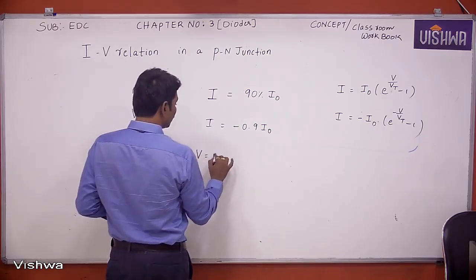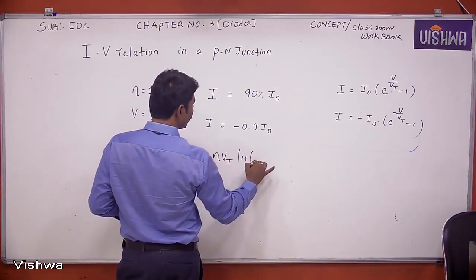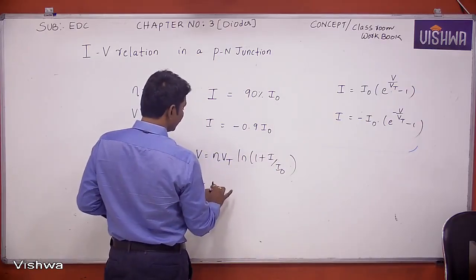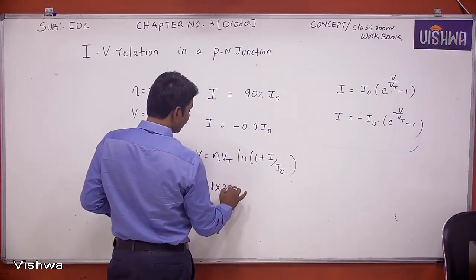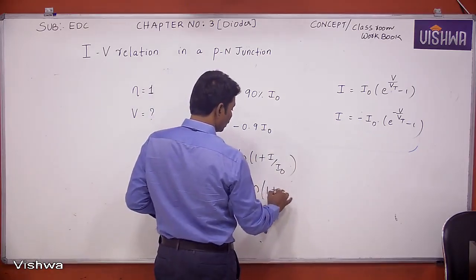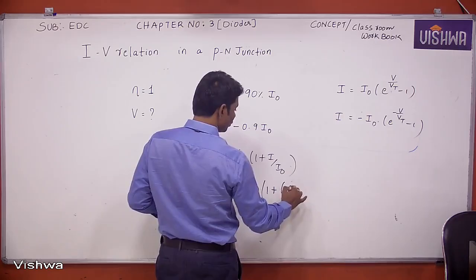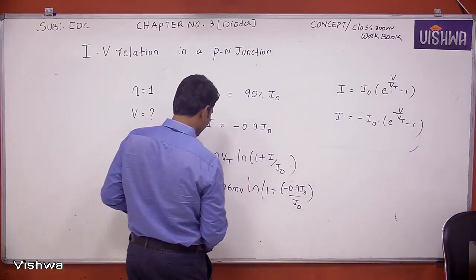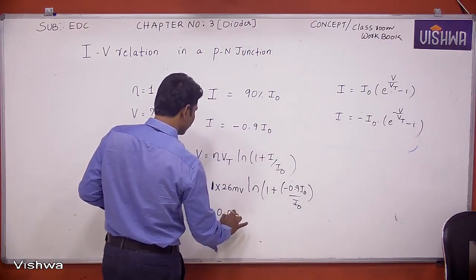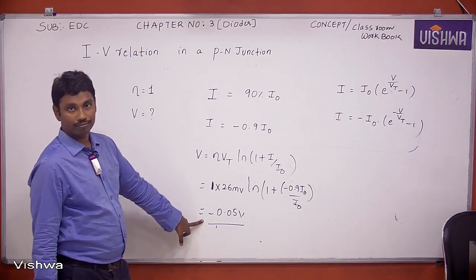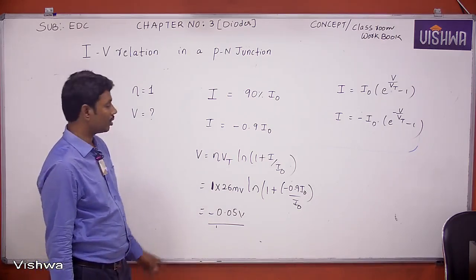Then what is V here? V is nothing but eta into Vt ln of 1 plus I by I naught. Eta equals 1, and Vt is 26 millivolts. So ln of 1 plus minus 0.9 I naught by I naught. Now I think this is equal to minus 0.05 volts. The voltage we got is negative because it is in reverse bias. Right, copy here.